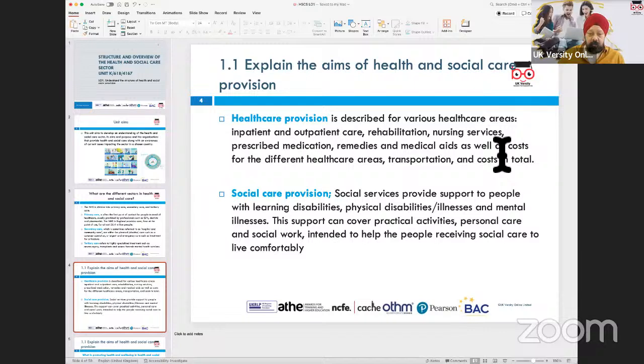This is when you look at hospitals and when you look at, for example, community care or tertiary care. You also have rehabilitation, nursing services, prescribed medication, remedies, medical aids, and other bits. All these are a part of healthcare provision. A simple example that I would give you is a hearing aid.